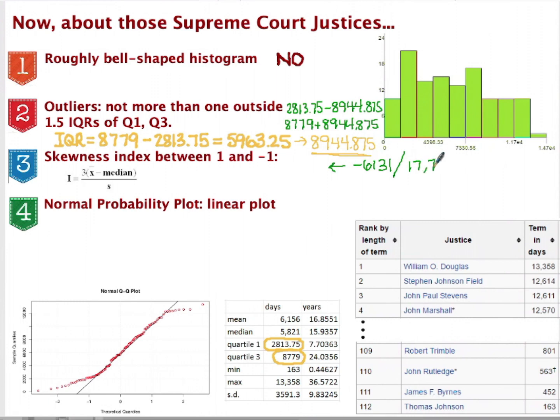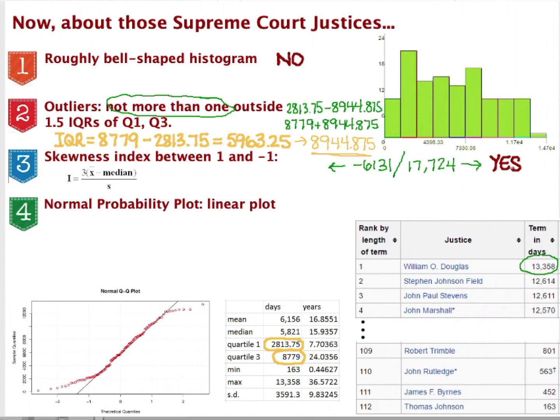For above quartile 3, I'm looking at 17,724 days. Do I have anybody that's served longer than that? I'm allowed no more than 1. And it looks like William O. Douglas served over 13,000 days in the Supreme Court. He was the highest. So there are actually no outliers that are beyond 1.5 IQRs of quartile 1 and quartile 3. What that tells me is that criteria 2 is a yes, meaning that those outliers don't disqualify us from using a normal curve.